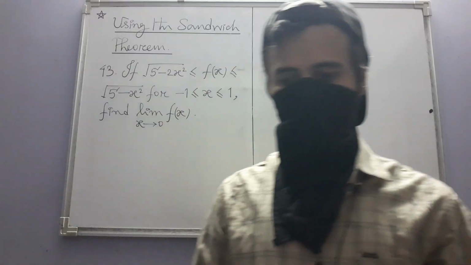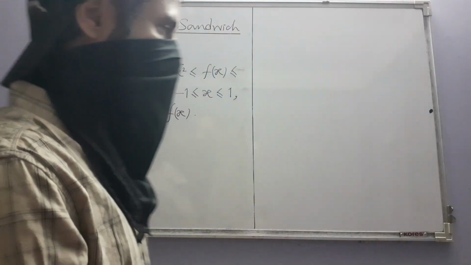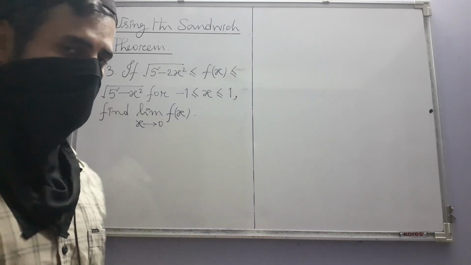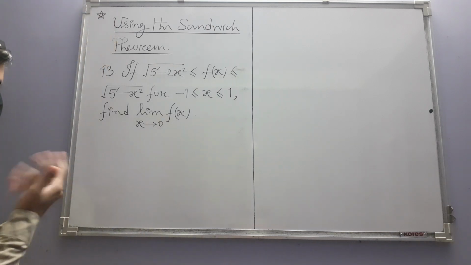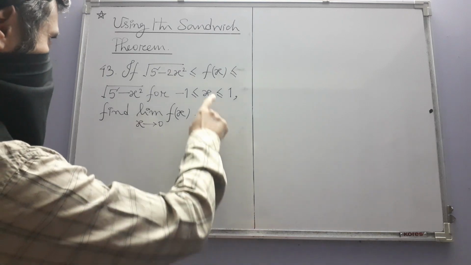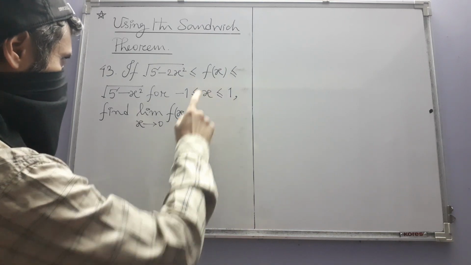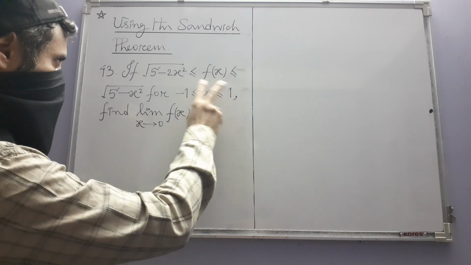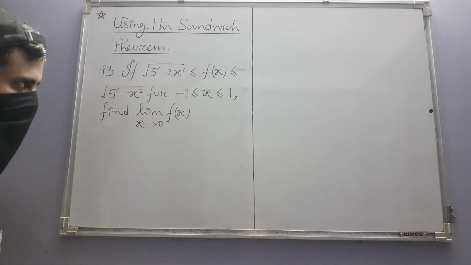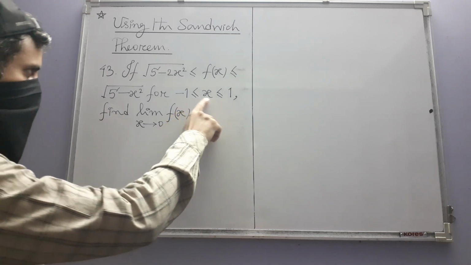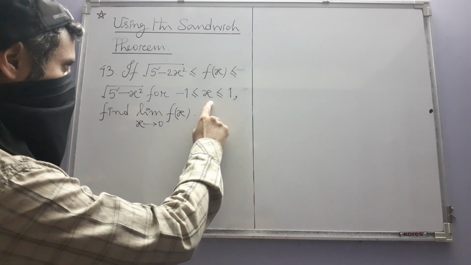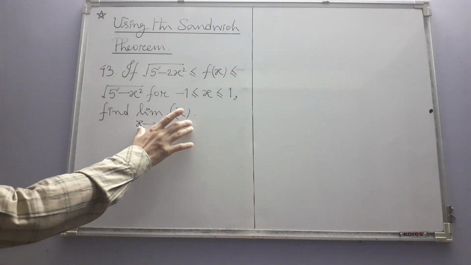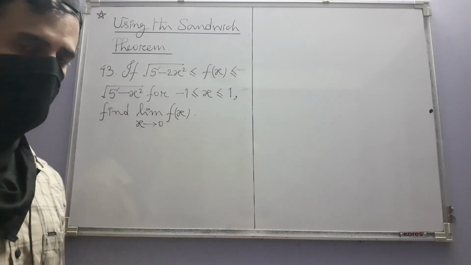Okay, so let's start from where we left off. So the next one is using the sandwich theorem. And let's see what this one says. Here we have a function f whose values are trapped, or sandwiched, between these two other functions for this range of x, that is x lying between -1 and 1. We have to find the limit of f of x as x approaches 0.